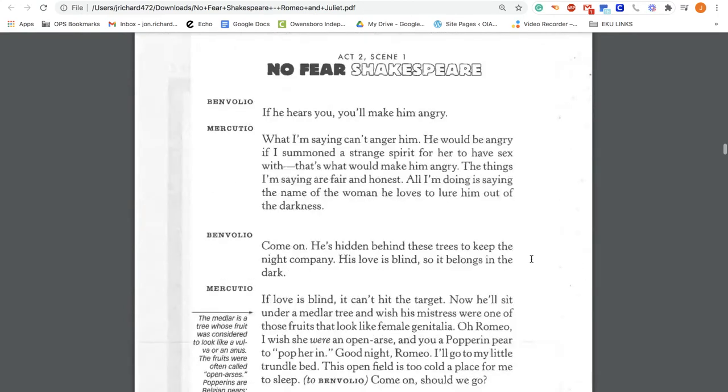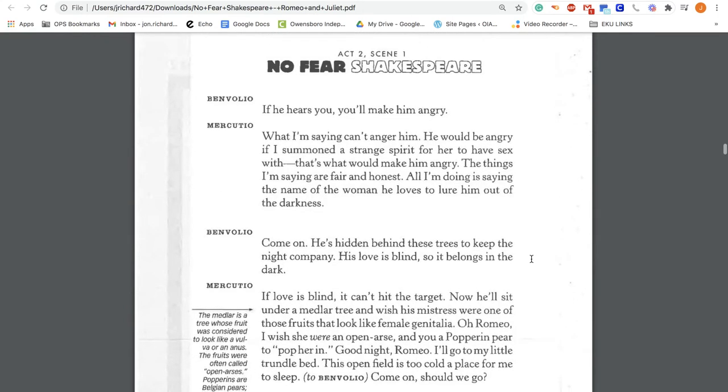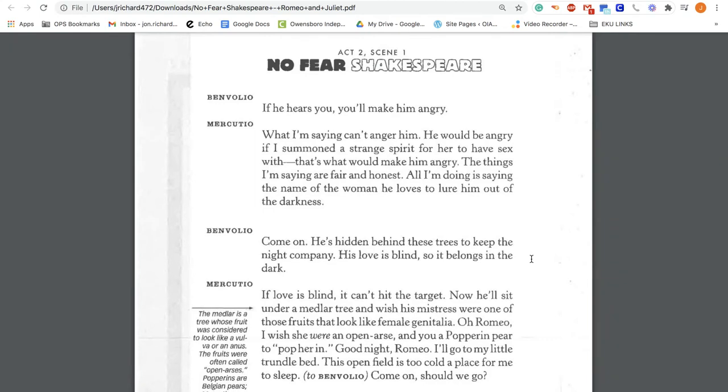If he hears you, you'll make him angry. What I'm saying can't anger him. He would be angry if I summoned a strange spirit for her to have sex with. That's what would anger him. The things I'm saying are fair and honest. All I'm doing is saying the same of the women he loves to lure him out of the darkness. Come on, he's hidden behind these trees to keep the night company. His love is blind, so it belongs in the dark.